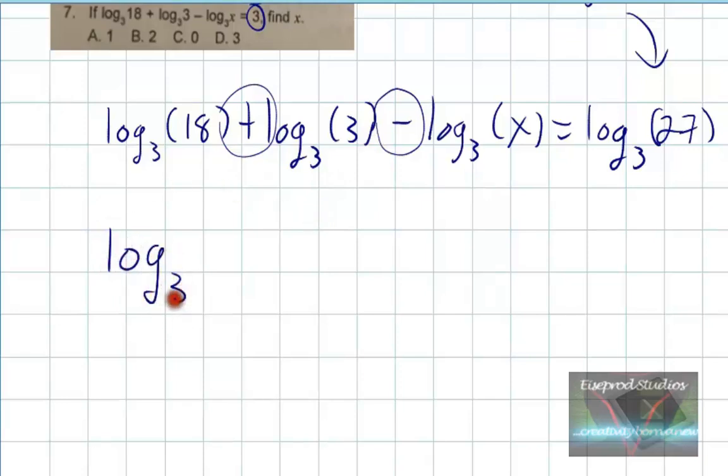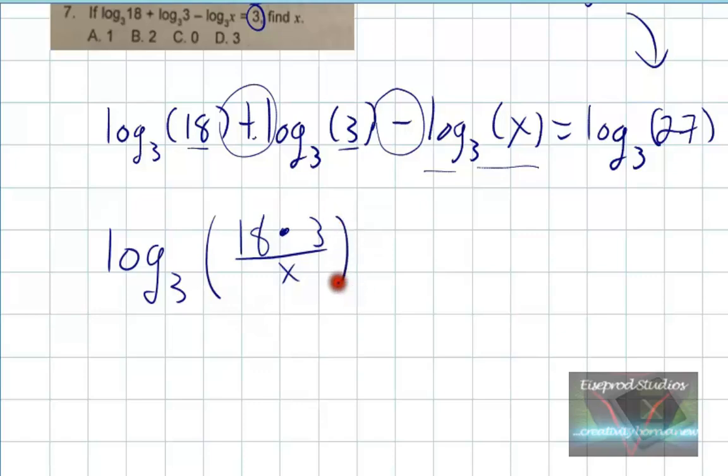So I'm going to keep the log base 3. But now I have 18, and I'm going to say times 3. And that's because there's adding right here. Same log base, adding 18 and 3. So the 18 and 3 go here. Then we have another same log base, and we're subtracting, and it's x. So it's going to be over x. And just to make things clearer, I'm going to make this into a dot symbol so that you can see when I mean multiply and when I mean the letter x. And again, this is equal to the log base 3 of 27.